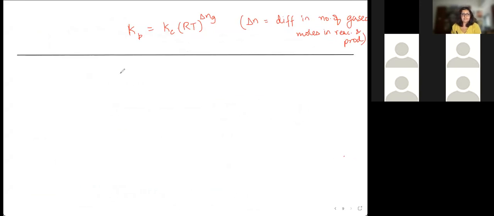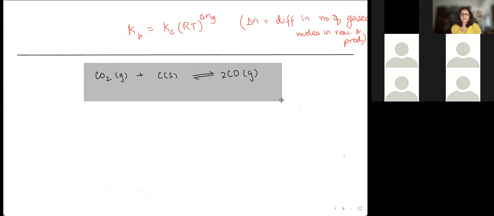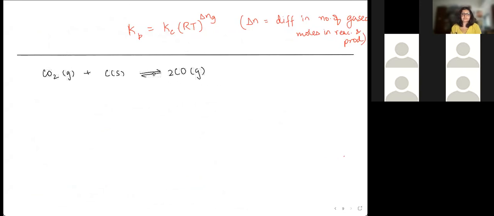All right, what is the equation? CO2 gaseous state plus C solid state gives the product 2 CO. Ma'am, just asking a small thing. This would be heterogeneous, right? Yeah, this is heterogeneous, with a solid here.